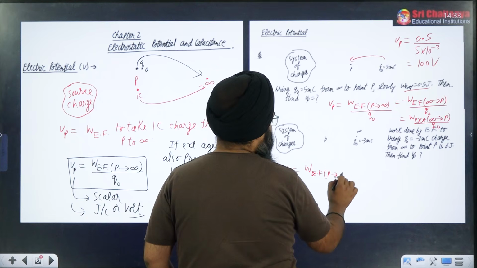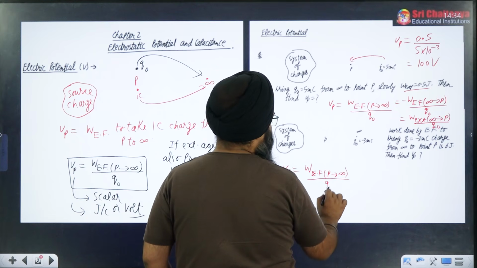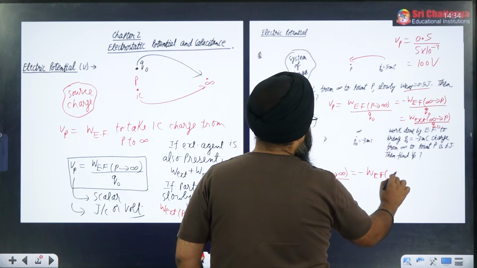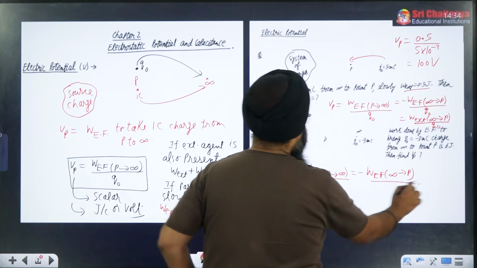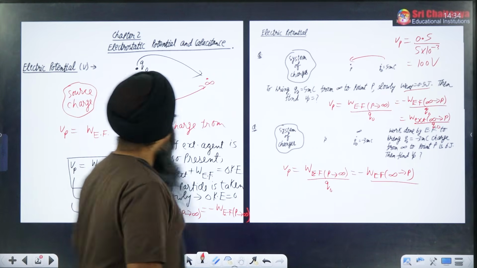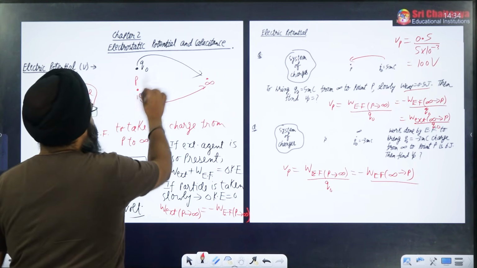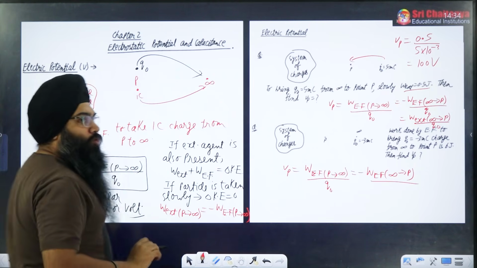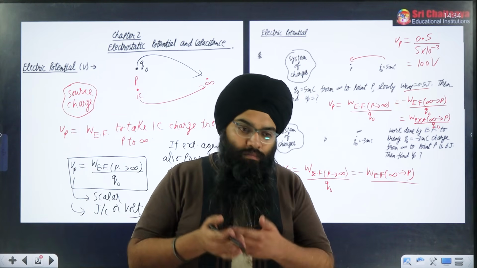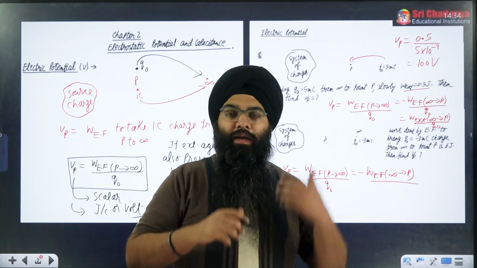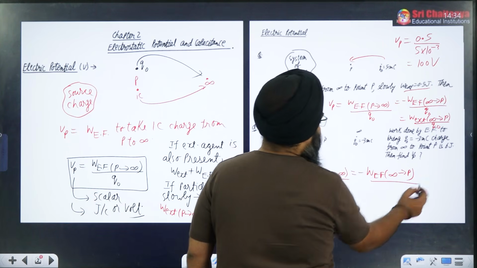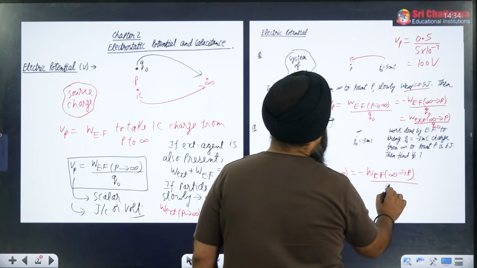from P to infinity divided by Q naught, that is negative of work done by electric field from infinity to P. Achha, why am I writing like this? That from P to infinity is negative of work done by electric field from infinity to P, because in a closed path, from P to infinity and then from infinity to P, the work done by the electric field will be 0. Why is it 0? Because it is a conservative field and the work done in the closed path is basically 0. So it will be minus of work done by electric field from infinity to P divided by Q naught.